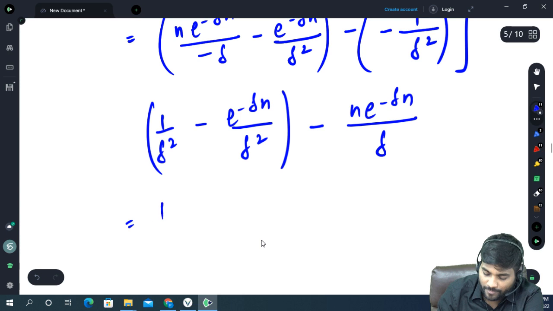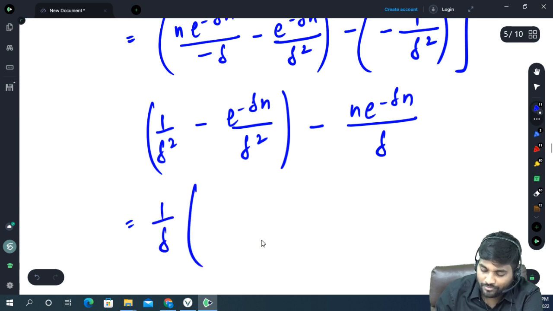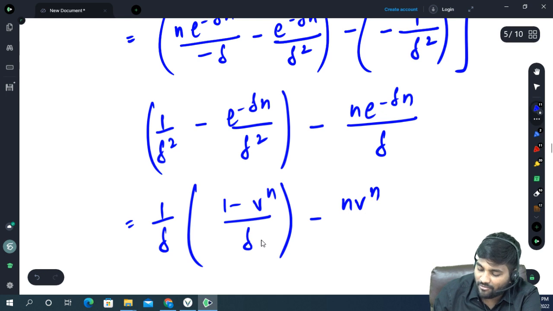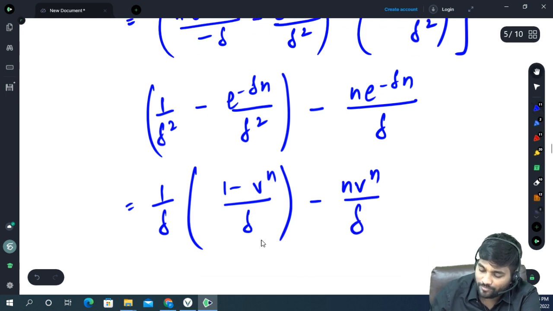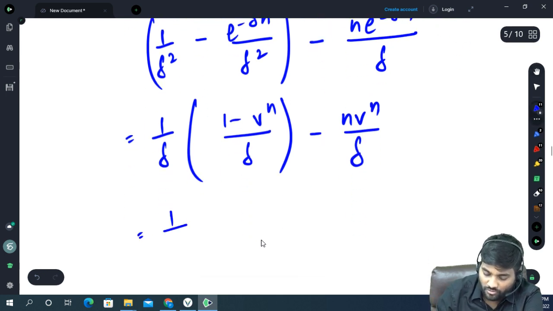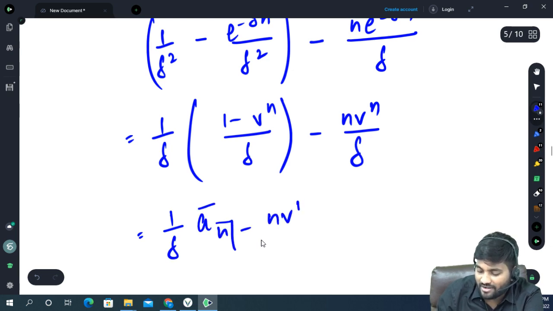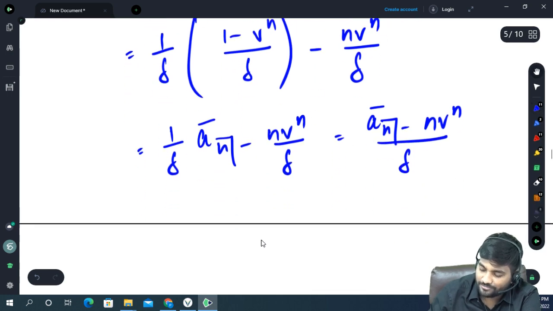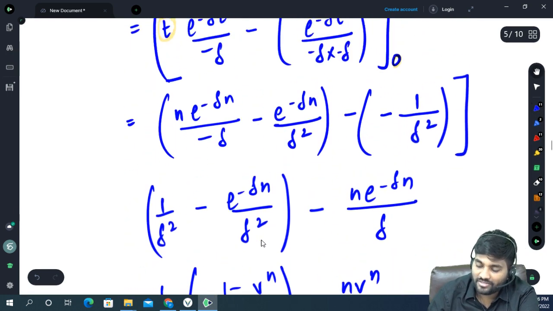So take 1 by delta common. So we are getting 1 minus v to the power n by delta, yes or no? Minus n v to the power n by delta, yes or no? So 1 by delta a bar n minus n v to the power n by delta. So we are getting (a bar n minus n v to the power n) by delta. Check. Okay, this is how you simplify.